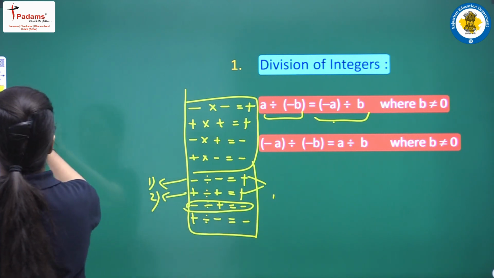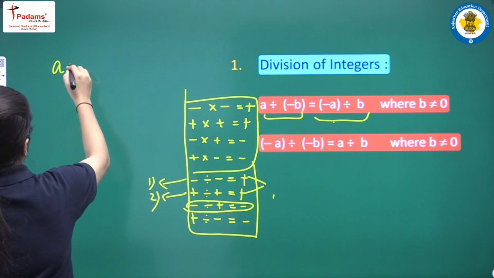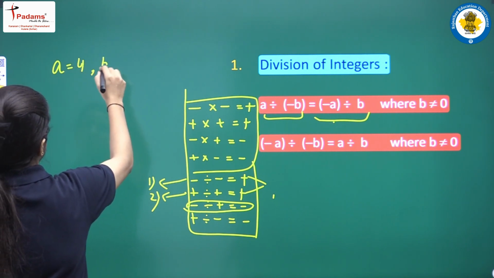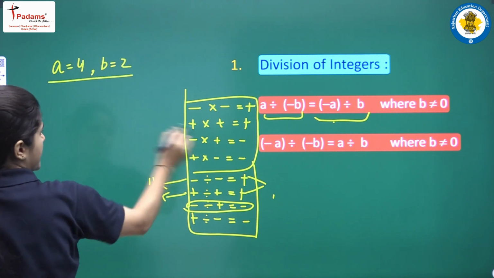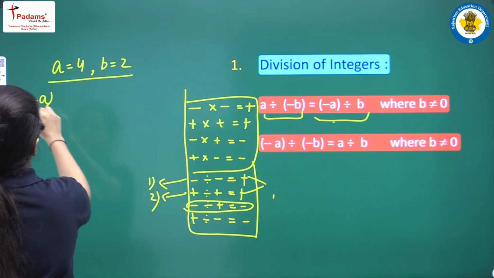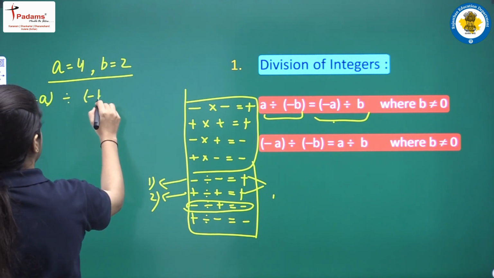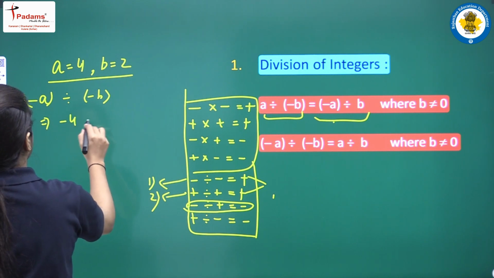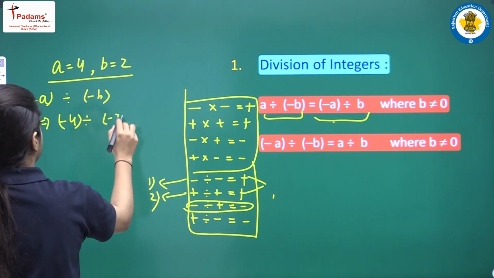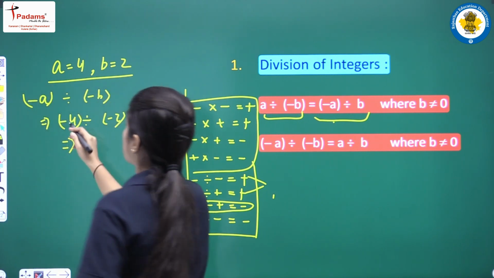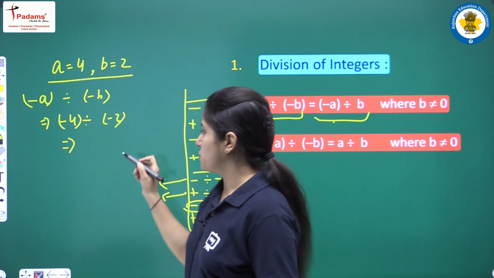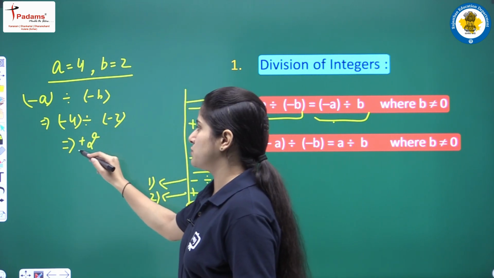So let's see with the help of an example. If a is equal to 4 and b is equal to 2. In the first case, minus a divided by minus b, so minus 4 divided by minus 2. Minus and minus will cancel out each other. So 4 divided by 2 is equal to 2, positive 2. Okay, why?